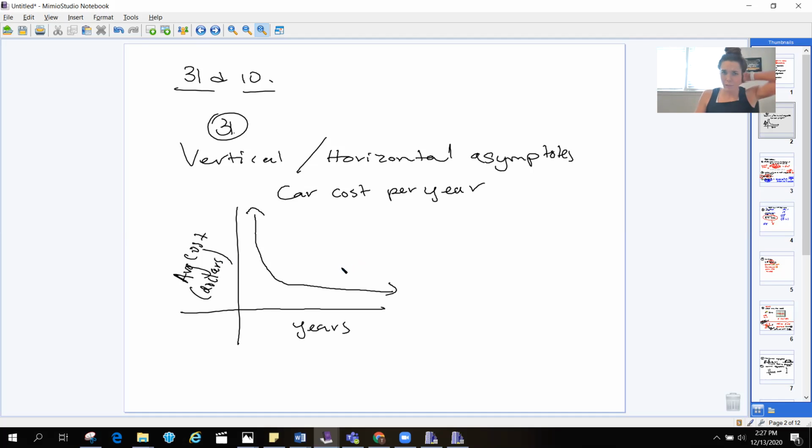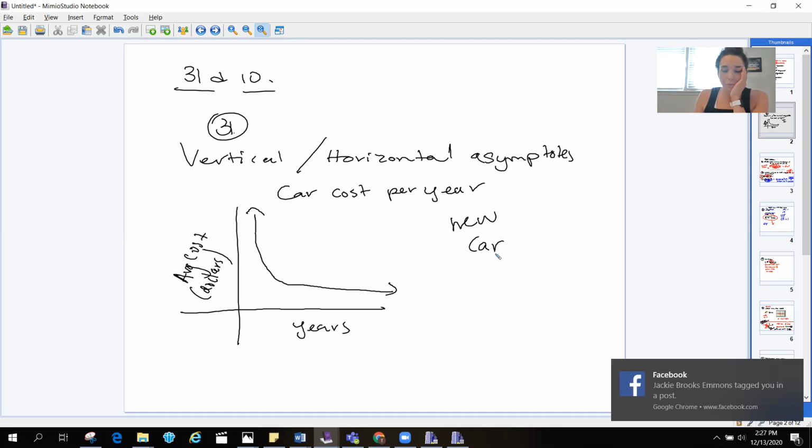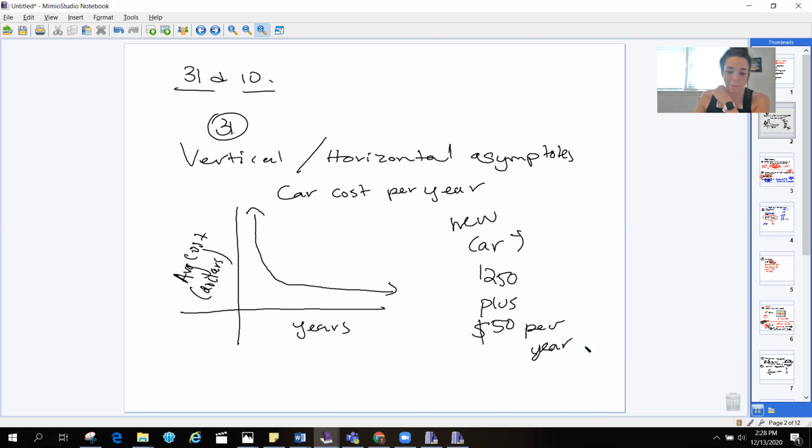Okay. And let's say that a new car costs you, let's say that you're renting out a car and it costs you $1,250 plus a $50 fee per year to pay for its use. Okay, like let's say that this is $50 for your insurance.